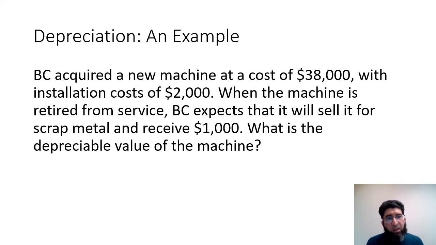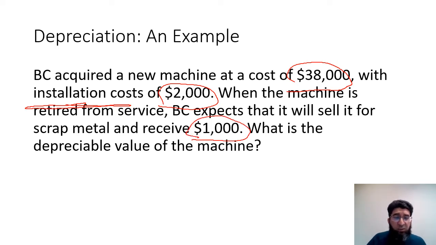Now let's look at an example, and while we will go through the example, we'll understand the entire concept of MACRS. Now BC acquired a new machine at a cost of $38,000 with installation cost of $2,000. Now please understand that in MACRS, installation costs are part of the machine. So this becomes total cost of $40,000. When the machine is retired from service, BC expects that it will sell it for scrap metal and receive $1,000. This is what we call salvage value. Let's calculate what is the depreciable value of the machine.